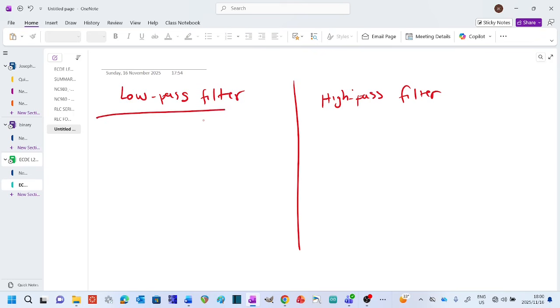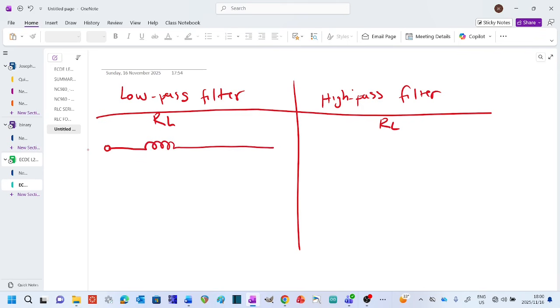So that's it. When we are dealing with RL, they want us to draw RL. An RL low pass filter starts with an inductor on the input, and then the output is connected across a resistor. So that's how it is. You do it like this.